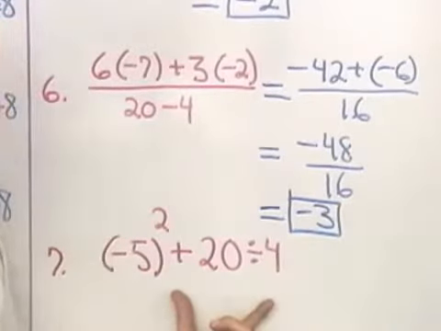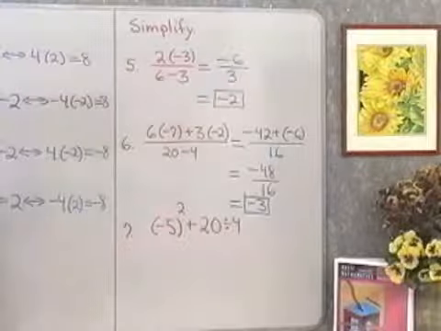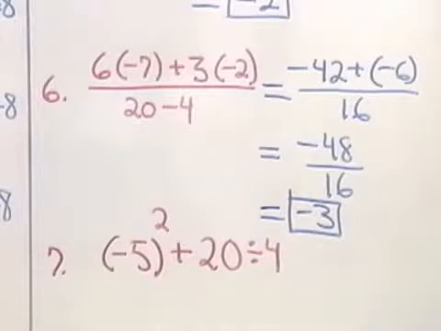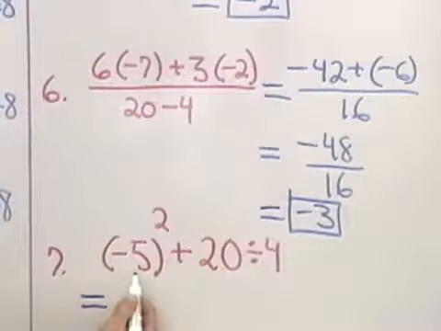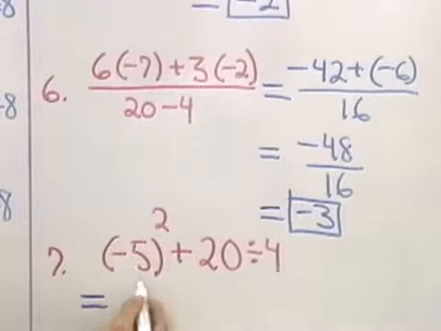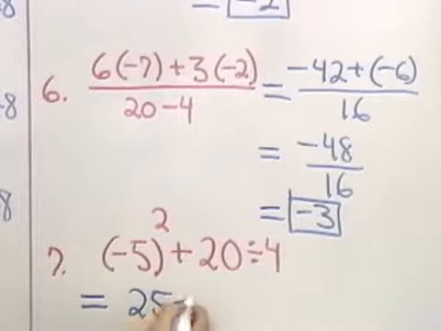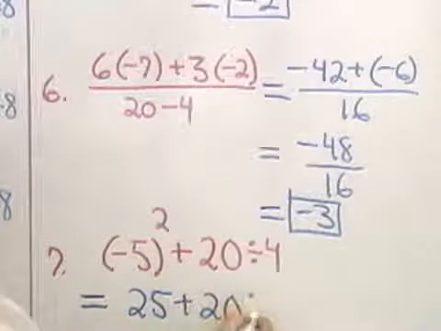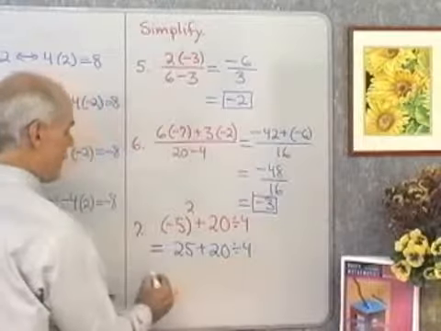Okay, this problem right here involves an exponent. I have negative 5 to the second power plus 20 divided by 4. According to my rule for order of operations, I want to take care of the exponents first. Negative 5 to the second power is negative 5 times negative 5, which is 25, plus 20 divided by 4.